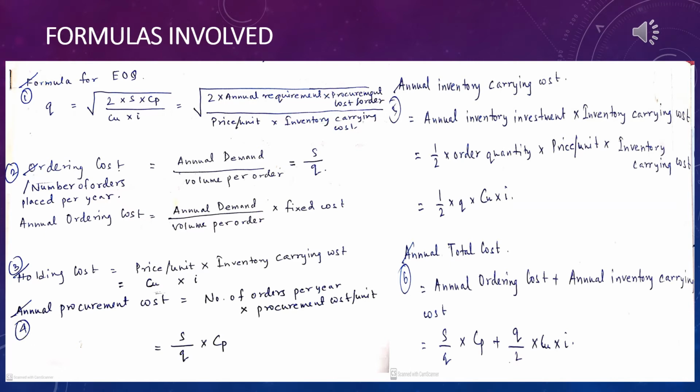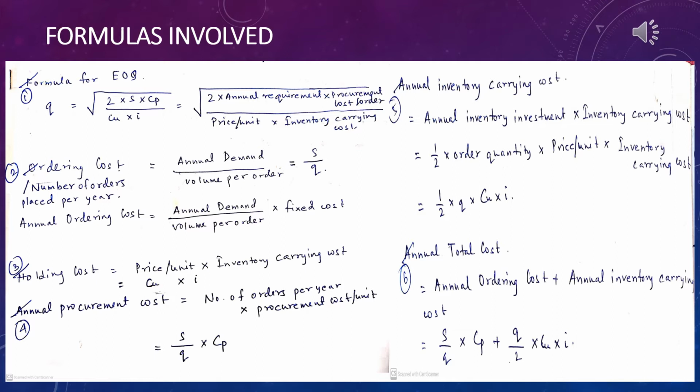Coming back to the formulas that are involved, though I have talked about the formula for EOQ at the top, I'll start off with the ordering cost, or the number of orders placed per year. If we take annual demand to be S and volume per order to be Q, the number of orders placed per year is the annual demand divided by the volume per order. So that is S by Q. Moving on to the holding cost. Holding cost can be represented by price per unit times the inventory carrying cost. If we take price per unit to be CU and the inventory carrying cost to be I, then CU into I should give us the holding cost.